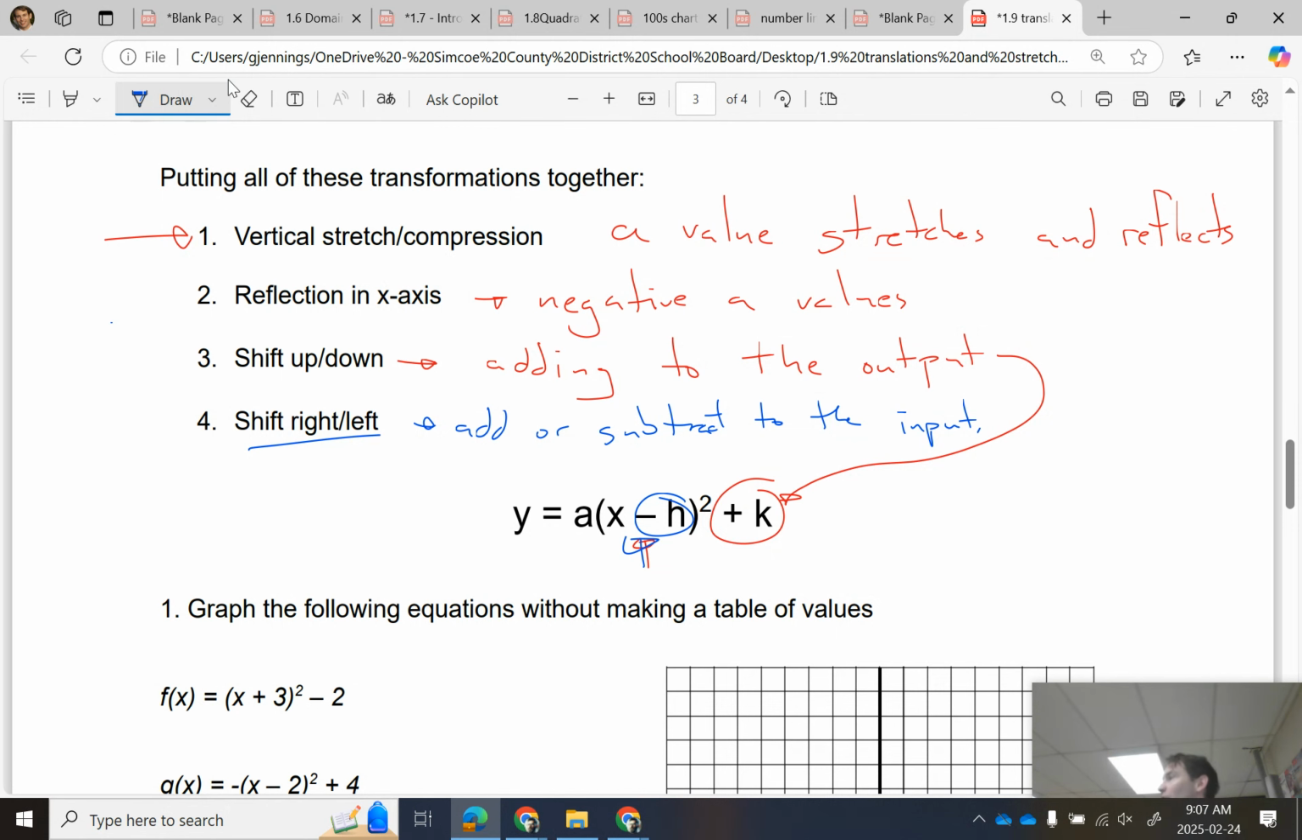If you want things to lift up, just add on to them. If you want things to all go down and stay the same shape, subtract from them. And if you want to shift it left or right, you just add on or subtract from the inputs. So that's basically the whole thing.